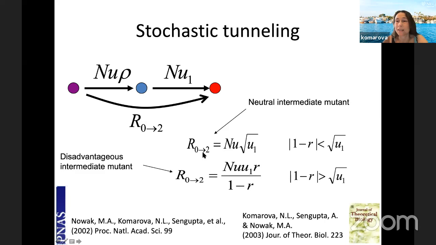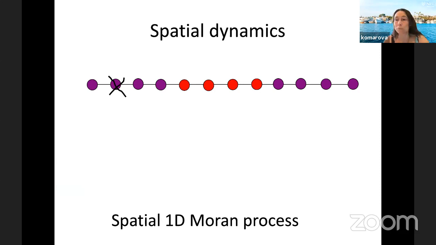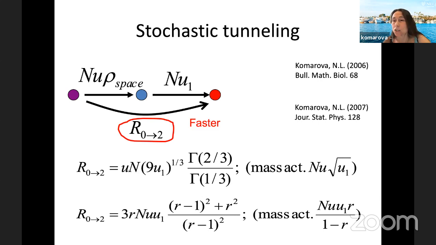And now add a little bit more realism to the system. So this is not realism yet, but it's space, right? So instead of putting all the cells in a completely mixed system where they don't know where they are, we put them on a spatial grid. Here's an example of a one-dimensional spatial grid. So it's just a line, and it can be done in more dimensions. And so now the Moran process is like this. You kill a cell and it's replaced by the progeny of one of its neighbors, right? So it keeps going like this. In this one-dimensional system, the mutation rate can be calculated, and it turns out to be faster than in the system without space. So somehow space, spatial interactions, accelerate evolution.